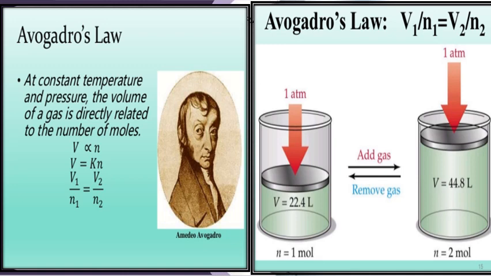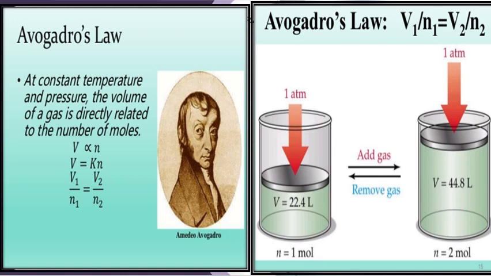It was given by Amedeo Avogadro, so it is represented by V proportional to n when temperature and pressure are kept constant. If you rearrange it, you will get V is equal to Kn. For the initial and final state, it will be V1 upon n1 is equal to V2 upon n2.